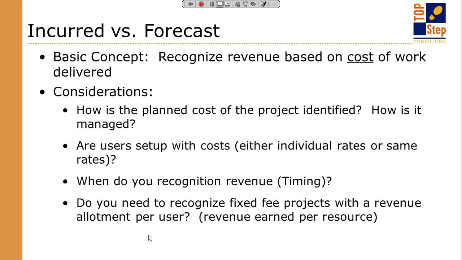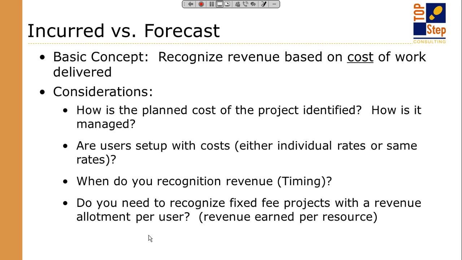The other nice feature that this rule supports, which is sometimes a driver for the need of it, is it will actually create a percentage revenue recognition transaction per person working on the project. So if I have a team of 5 people working on the project and I want to track the revenue earning based on each person, using the incurred versus forecast rule, you can actually create individual transactions that total up to the amount of money you should recognize for a certain period's percent cost complete.